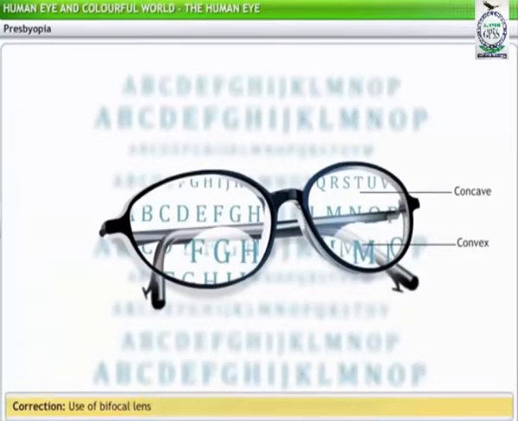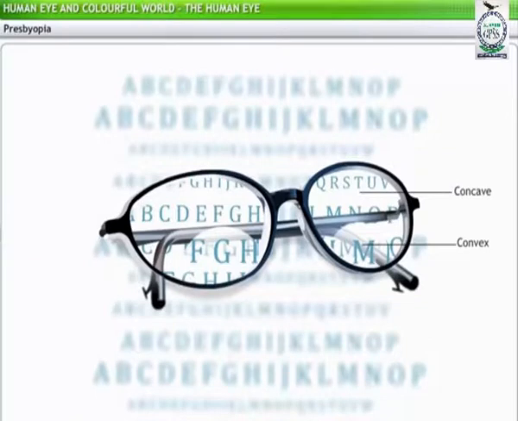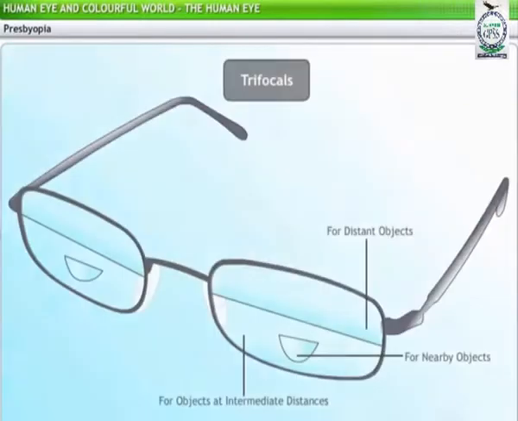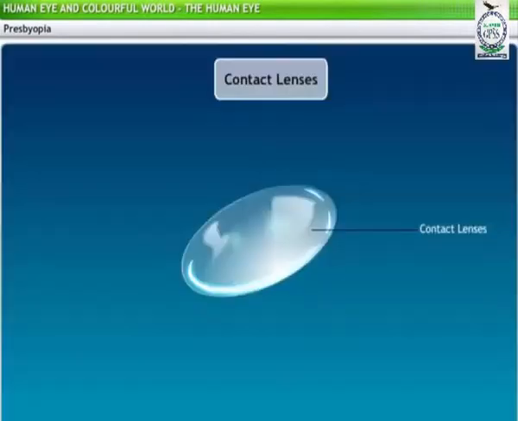To correct presbyopia, a bifocal lens is used. In a bifocal lens, the upper part is a concave lens to correct myopia, and the lower part is a convex lens to correct hypermetropia. Other corrective measures for presbyopia include reading glasses, trifocals, or contact lenses. The corrective measures are chosen depending on whether any other eye defects are observed.